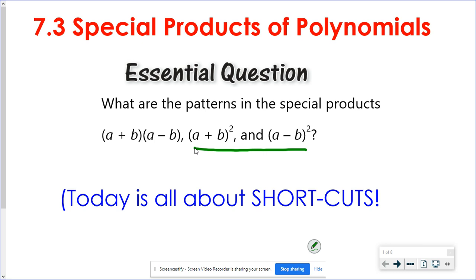We said, if it was just (a plus b) squared, we would just have to do a plus b and then another a plus b, and then we would FOIL it. Same thing with the subtraction one. We didn't really look at this first pattern, but today is all about shortcuts. If you look at what we're doing today and it just doesn't make sense, go ahead and FOIL every single problem and it'll still work just fine.